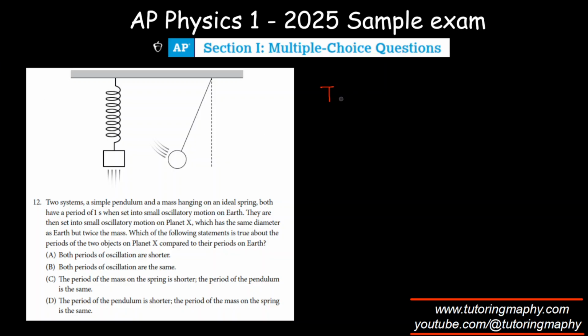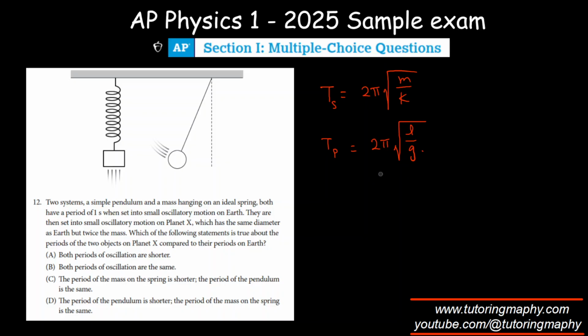What is the formula for the spring mass system? 2 pi root m over k. No involvement of g, correct? And what is the formula for the pendulum? That is 2 pi root L over g.